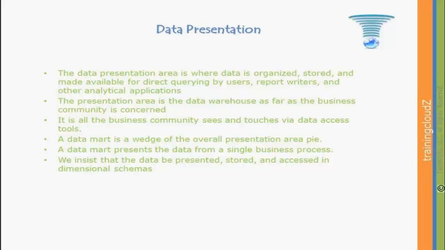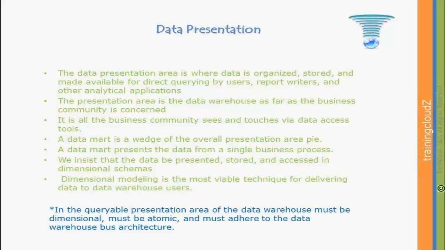So we insist that the data be presented, stored, and accessed in a dimensional schema. We'll see what this dimensional schema is in a bit. Dimensional modeling is the most viable technique for delivering data to the data warehouse. So dimensional modeling is very much required. You can't really present the food as it is, like you get in the market. So the presentation layer has to be modeled properly, only then can users take it. The queryable presentation area of the data warehouse must be dimensional, must be atomic, and must adhere to the data warehouse bus architecture. As I mentioned, this is for the business people.